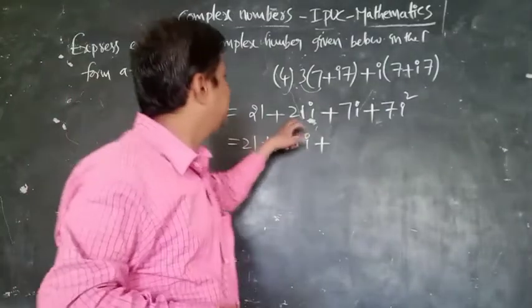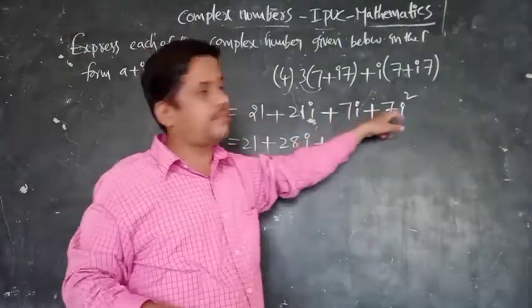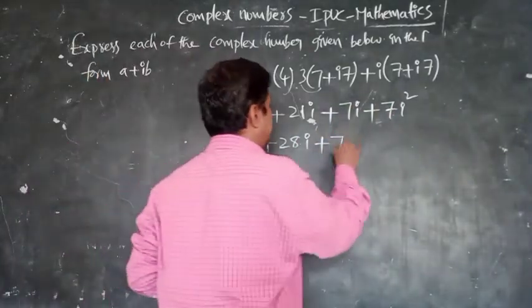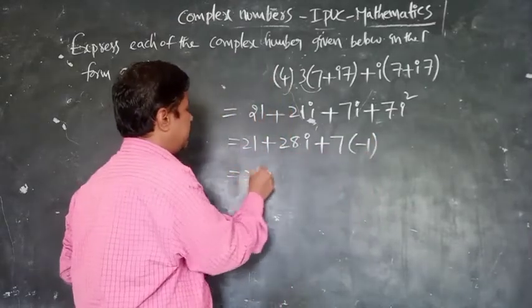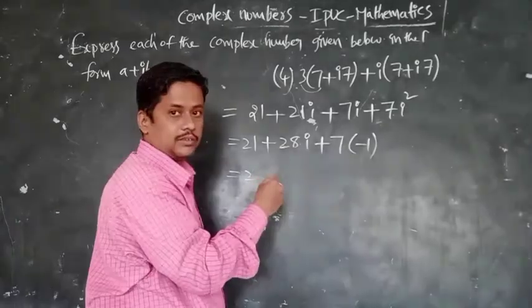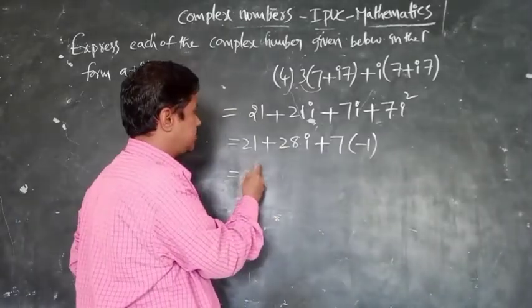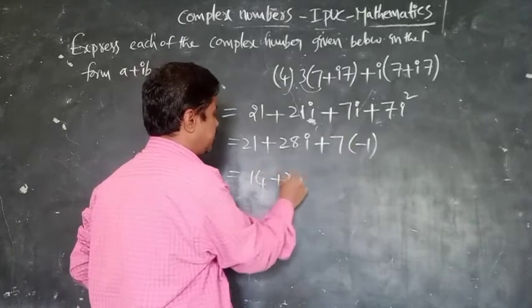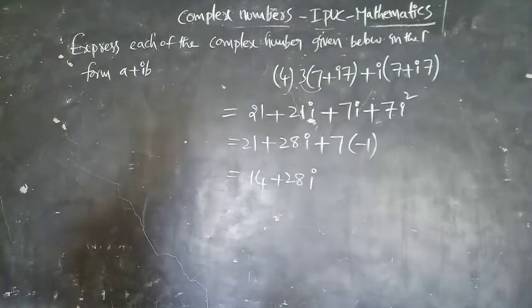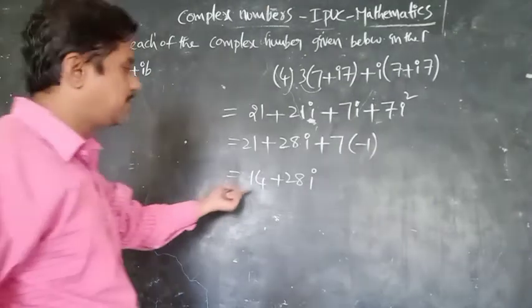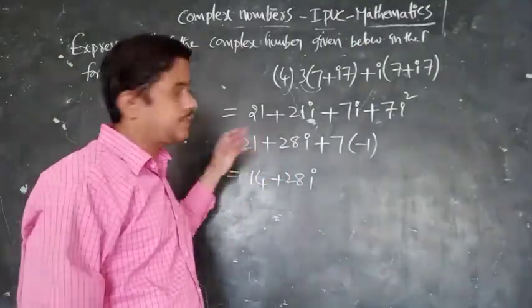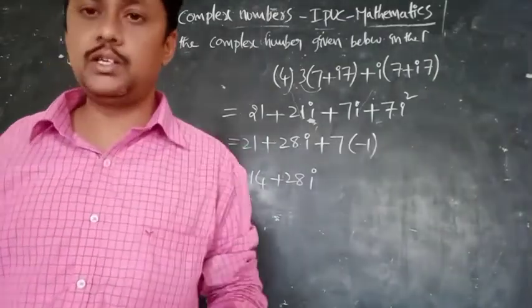See, 21 plus 28i, and 7i square means 7 into minus 1. i square is what? Minus 1. 7 into minus 1. Now simplify: 21 minus 7 is 14. So 14 plus 28i. Like that we have to simplify. Therefore it is in a plus ib format. Okay, like that we have to simplify. Some other problems are also there, so I will tell in the next class.